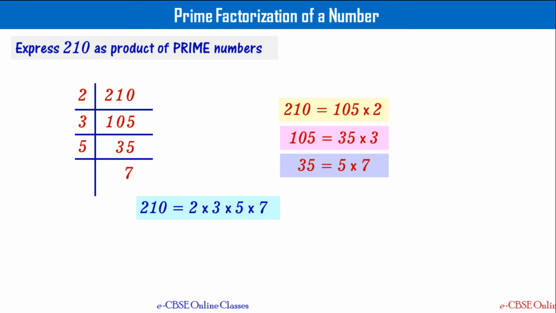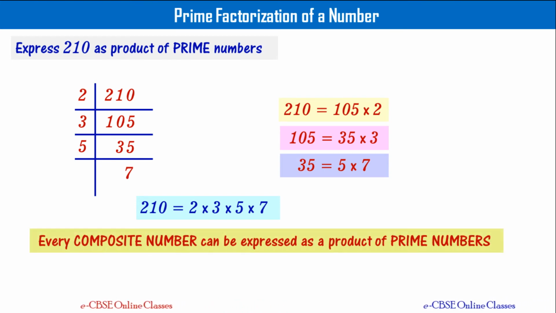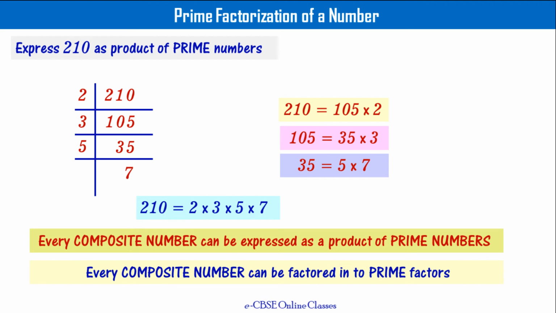As you have seen here, 210 is expressed as product of prime numbers only, right? This is what is called prime factorization of 210. Let's quickly recall what we have learned. Every composite number can be expressed as a product of prime numbers, or in other words, every composite number can be factored into prime factors. Please take a note of that.